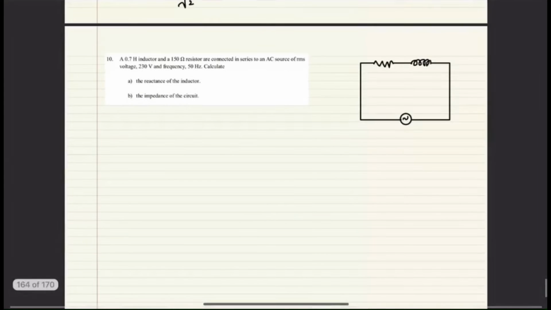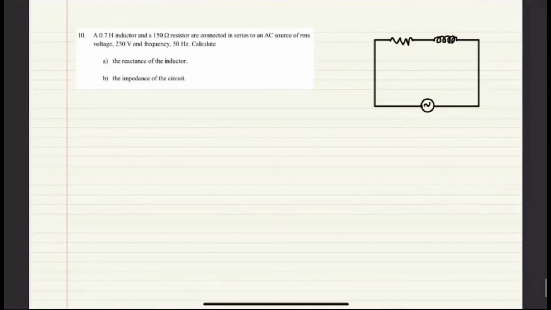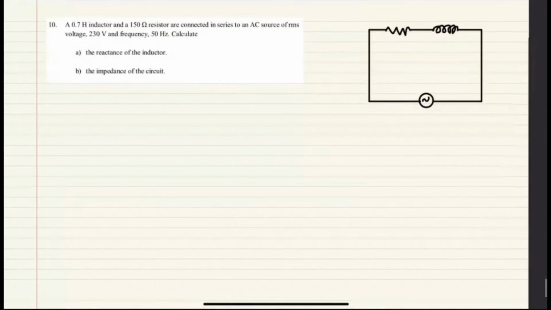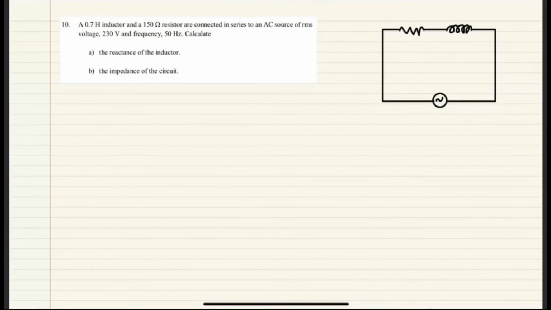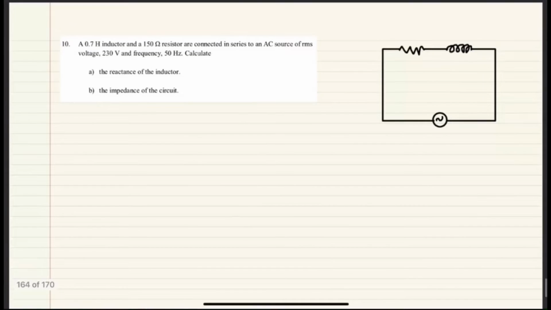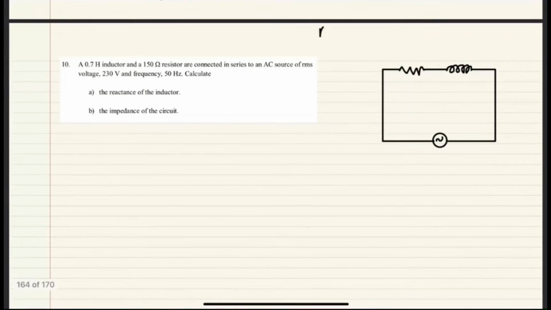Now, question number 10. 0.7 inductor and 150 resistor are connected in series AC source. Okay, so maksudnya dia ada dua komponen, inductor dengan resistor. So this one is actually your RL circuit.